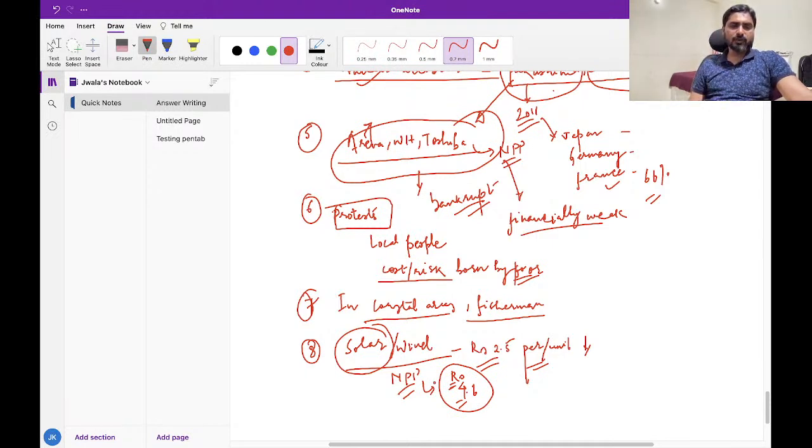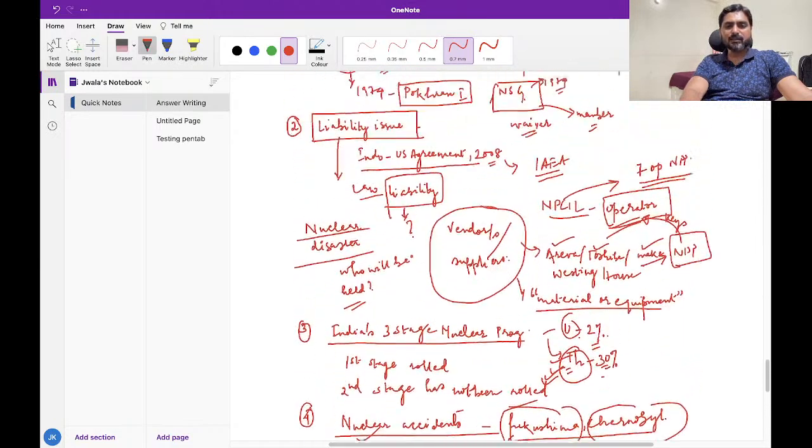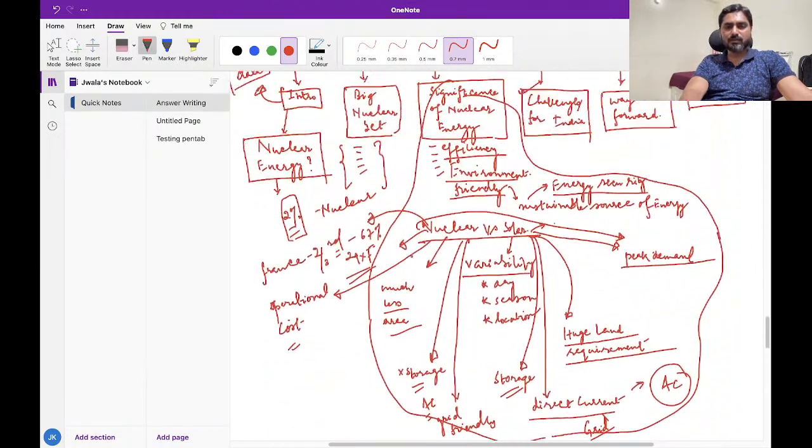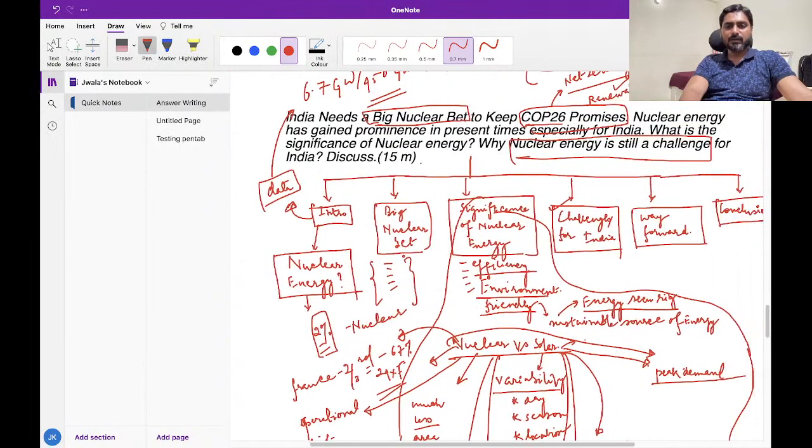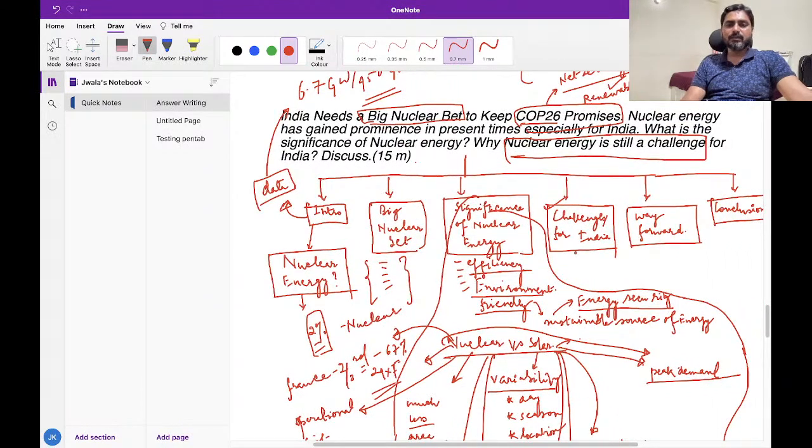So one school of thought says that if we can go for more solar power, which is a cleaner source of power, then why do we need to go for nuclear power? So these are some of the problems or concerns of nuclear power. So here, you can pick and choose some of the most important arguments, and you can address this part. Now what can you write here in the way forward?